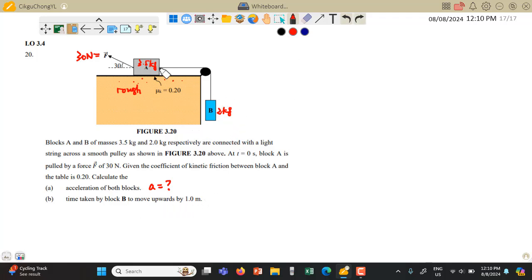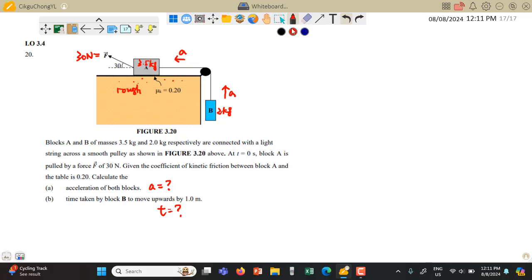So class, under the action of the external force applied, we can predict that block A is going to move or accelerate leftward, and at the same time block B is going to accelerate upwards. So we are going to calculate the time taken by block B to move upward by 1 meter. Again, I'm going to follow the problem solving strategy step by step in order to calculate the accelerations of the system.